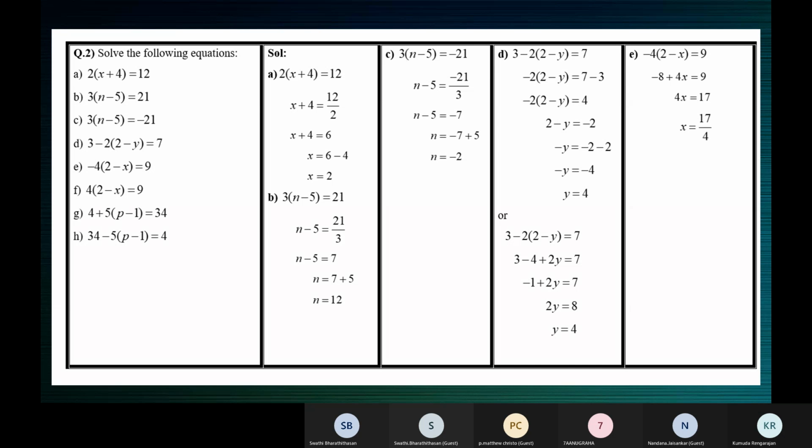Ma'am, can you explain the 4th step, ma'am? Because I cannot understand the 4th step. 4th step, that is 1, 2, 3, this one? Yes, ma'am.